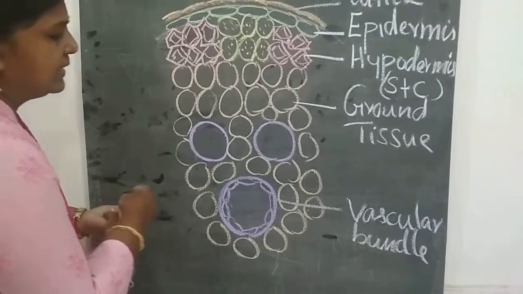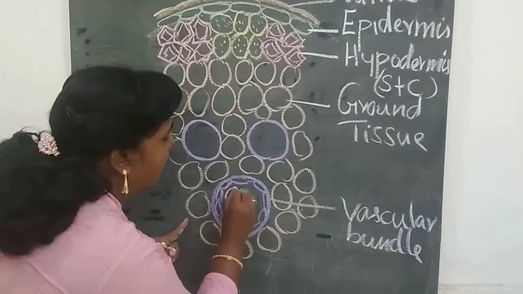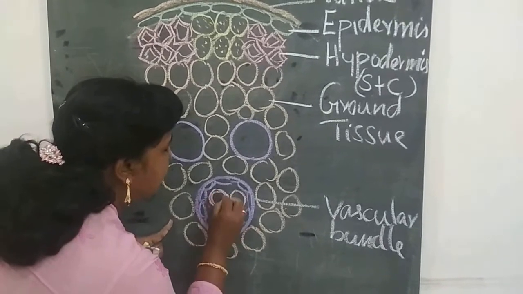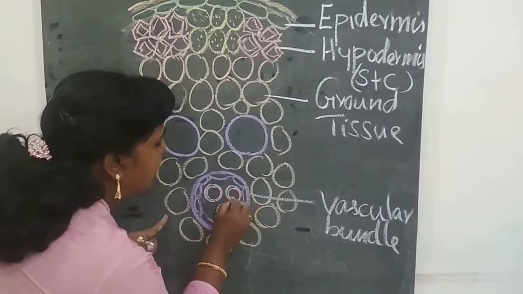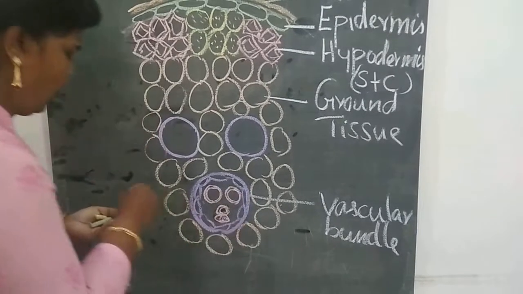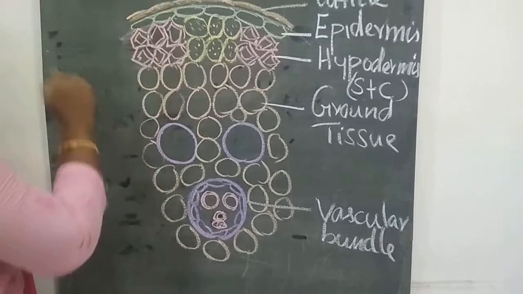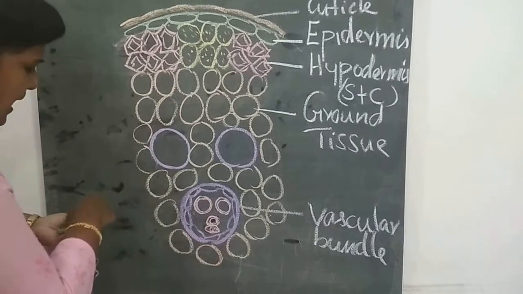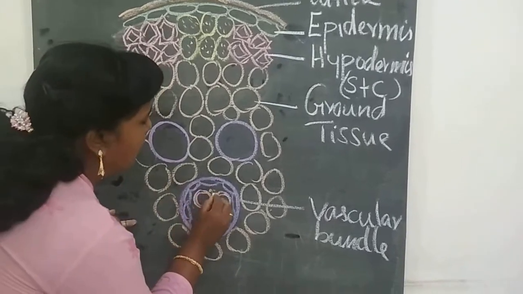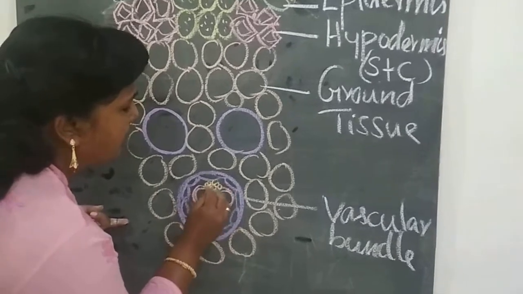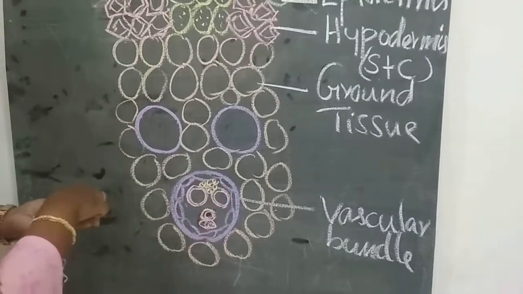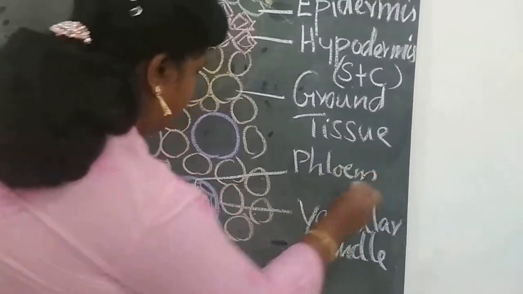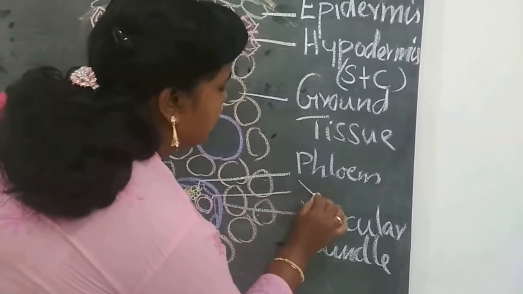And inside that, there is xylem and phloem. Inside the vascular bundle there is xylem as well as phloem. This is metaxylem, which is facing towards the periphery, and this is protoxylem, which is facing towards the center. This is phloem and this is xylem.